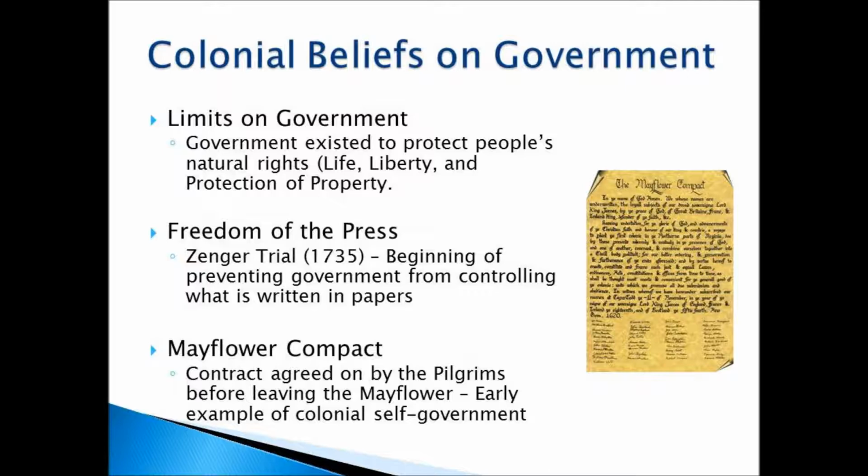The Mayflower Compact was an agreement by the Pilgrims before leaving the Mayflower, and this was an early example of colonial self-government. This group of people coming over on the Mayflower governing themselves, and basically, just like, say, a classroom, they had a set of rules to follow in order to live in society in a positive way.